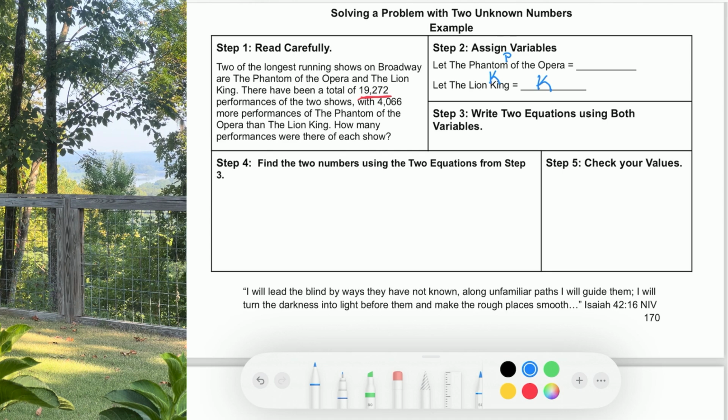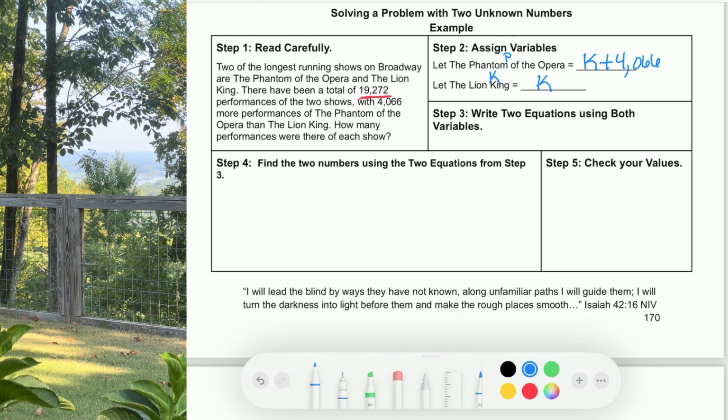Now we need to figure out how to write Phantom of the Opera. It said with 4,066 more performances of The Phantom of the Opera than The Lion King. All right, so K, and then we're going to add an additional 4,066 to that so that it will equal what the Phantom of the Opera actually was, because it said Phantom of the Opera had that many more than Lion King. So we have our 2 pieces now.